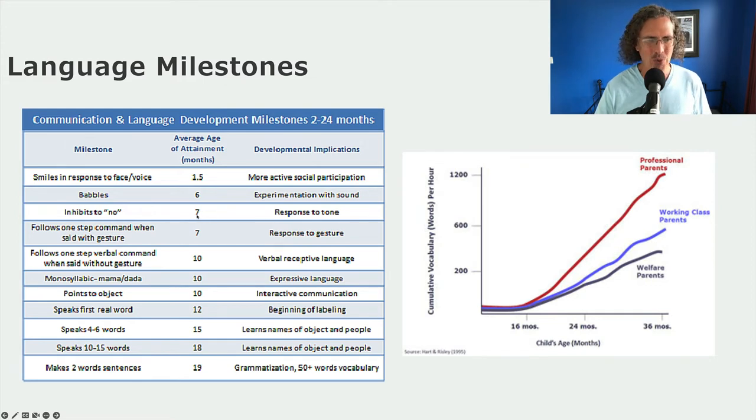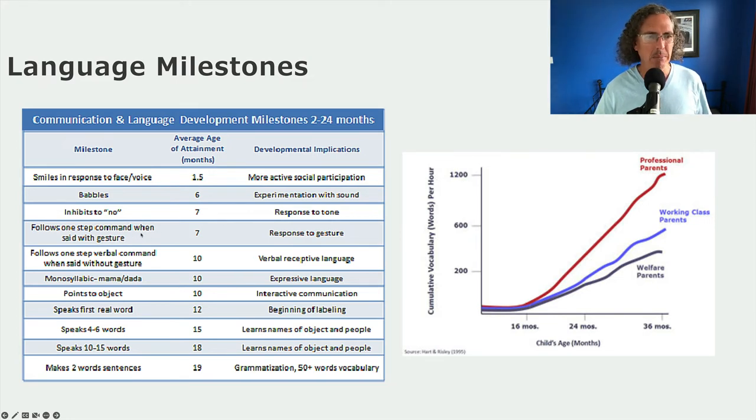So this is typically the first word children learn: no. They don't like learning it because it usually means they're up to something they're not supposed to be, grabbing hair or something like that. And the mother will say, no, no. And eventually the baby learns that no means stop doing what you're doing. And this means it's really starting to hear the sound of that word. It says response to tone there. It's really hearing that word and getting a basic understanding of that word.